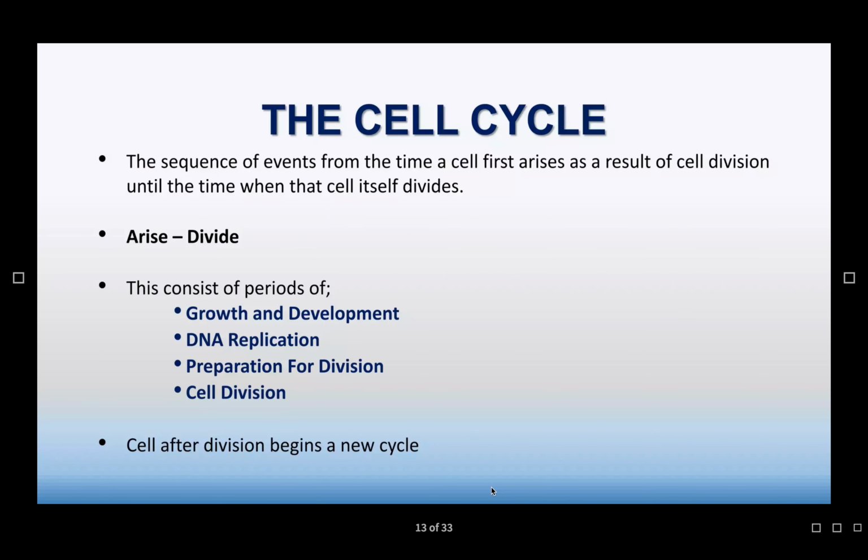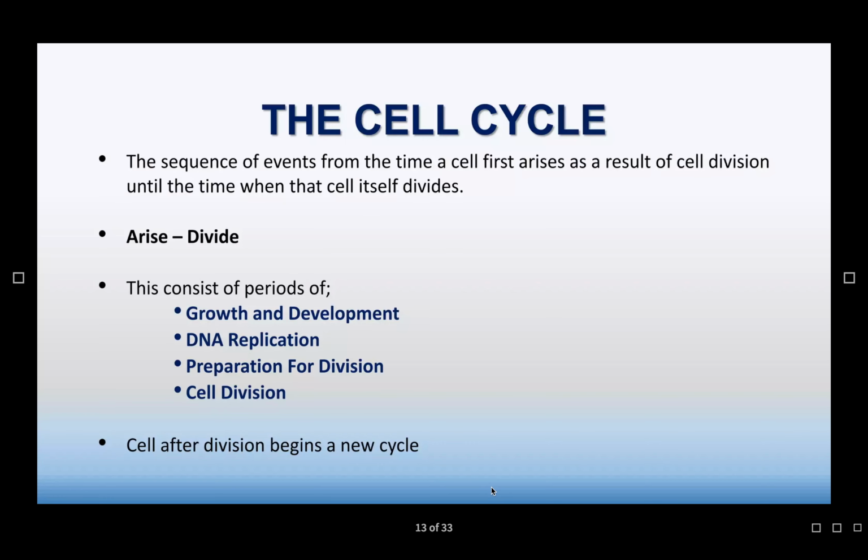Now, talk about the cell cycle. These are sequences of events from the time a cell arises as a result of cell division, until the time that cell divides itself. When it divides again, the cell it gives rise to will go into the cell cycle again. So after cell division, a new cycle will begin.